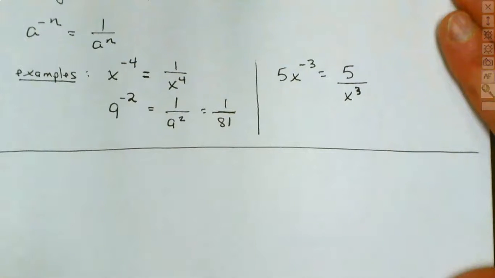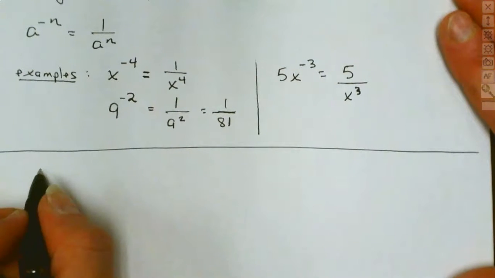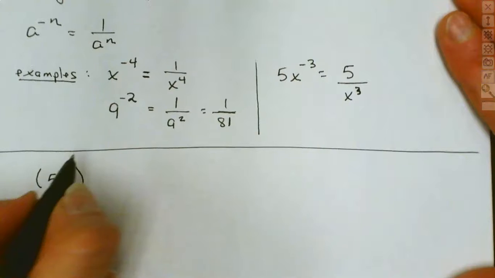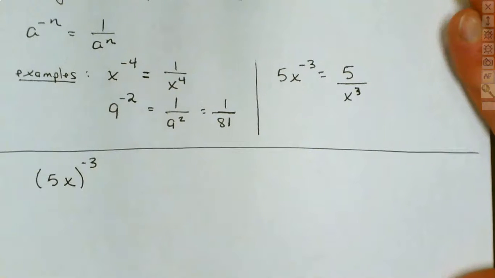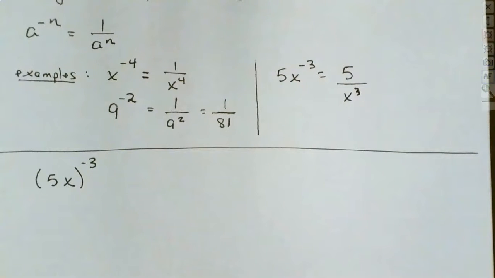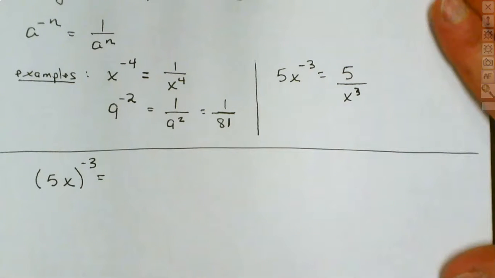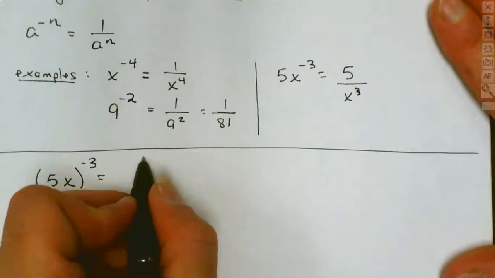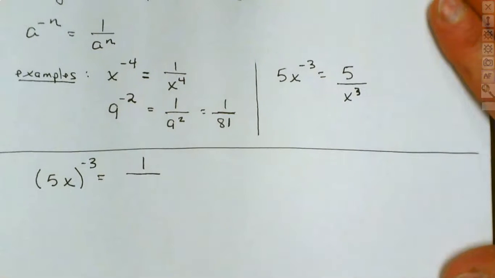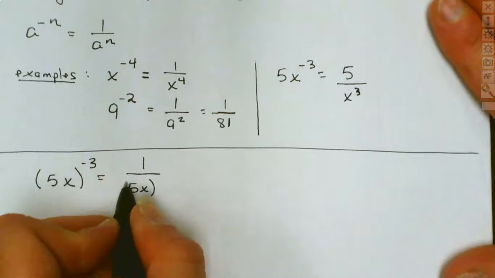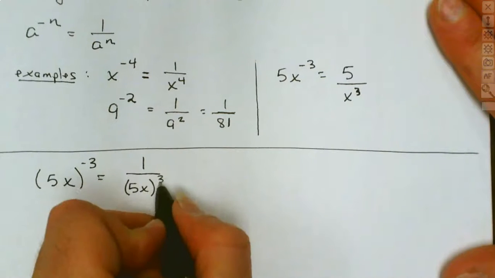Let's look at it with parentheses around it. If I put parentheses around it, what would that mean? What would that look like? Well, in this case, the entire part goes down to the bottom. And that would be 5x cubed down below.